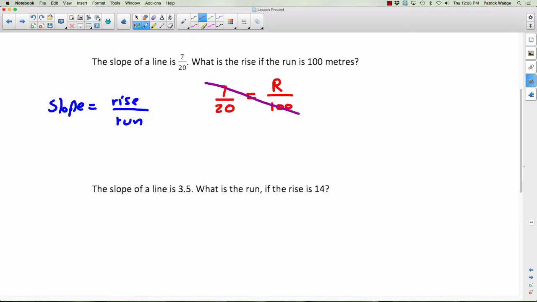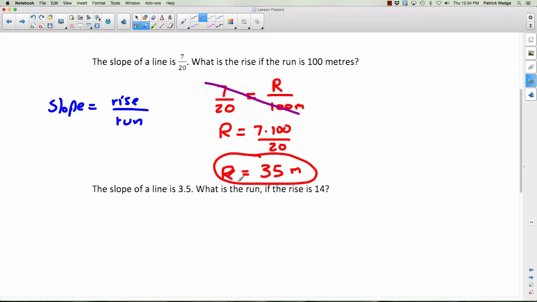So how do we do it? In order to find R, we're going to multiply 7 times 100, and then we're going to divide it by the number which is left over, which is the 20. And if you do that, you're going to find that R is equal to 35. 35 what? What were we talking about again? Well, remember, this was 100 meters here, and in a ratio the units don't change, so this would also be meters. 35 meters. The rise, how much it goes up, is 35 meters.